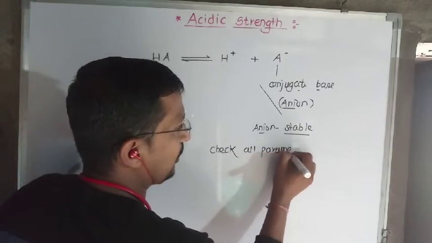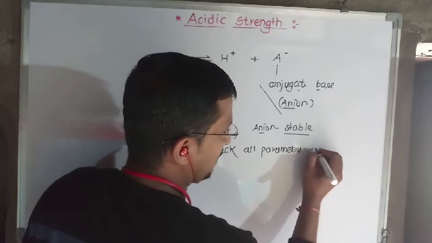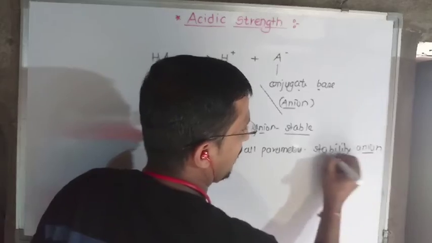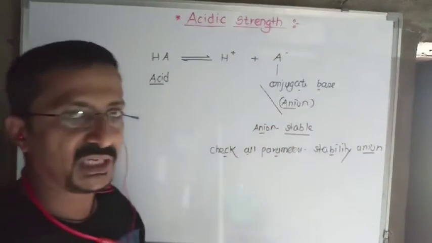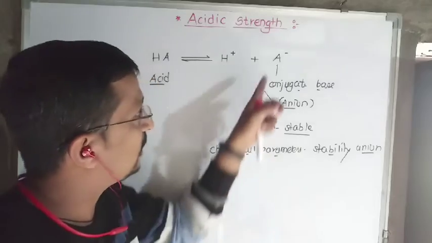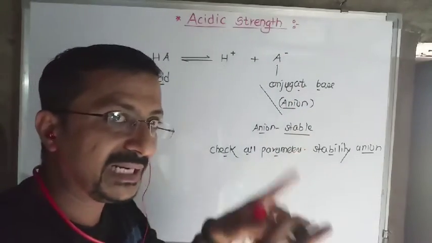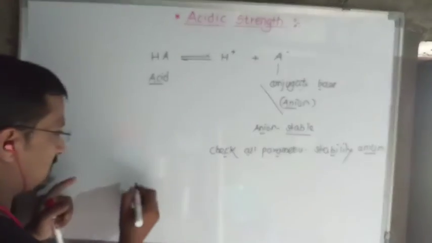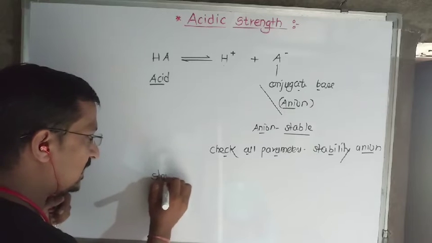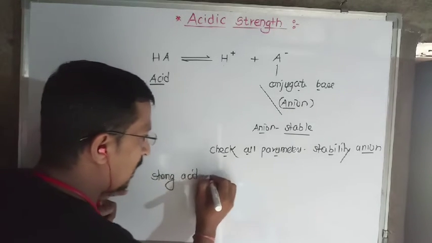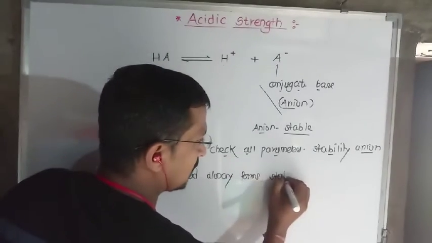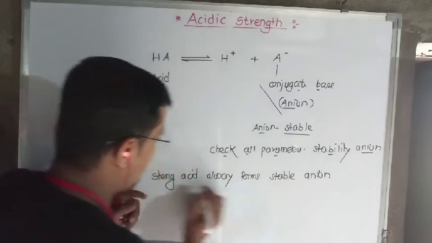For that purpose, we have to check all the parameters that decide the stability of the anion. Those parameters which are responsible for a more stable anion, in that case the acid will be strong. So remember well, a strong acid always forms a stable anion.